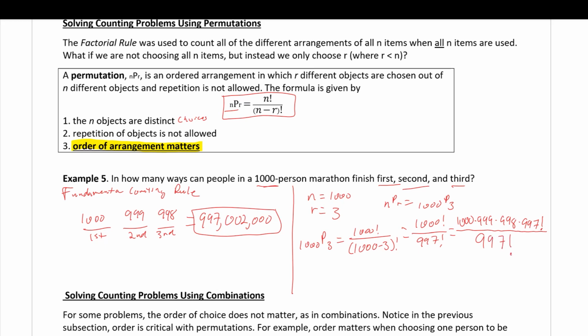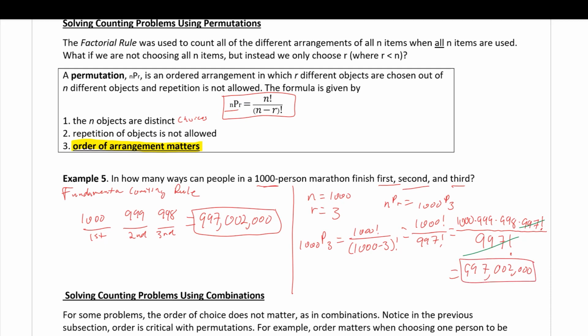Now, all the same factors in the numerator, 997 factorial, all those factors that are contained in that quantity are the same that we have in the denominator. So those can actually cancel out. And what are we left with? Well, we're left with the exact same thing that we had from the fundamental counting rule. 1,000 times 999 times 998, which comes out to be 997,002,000.